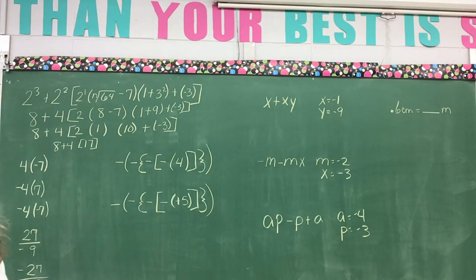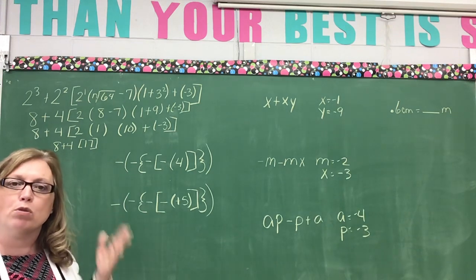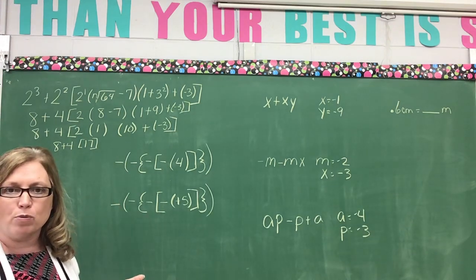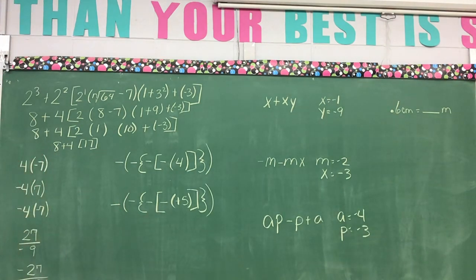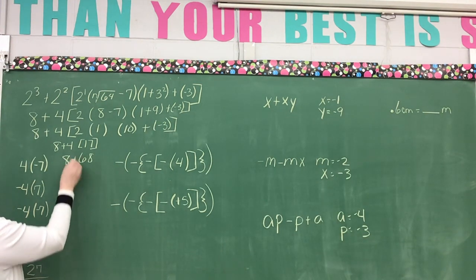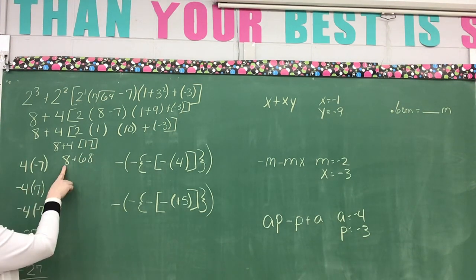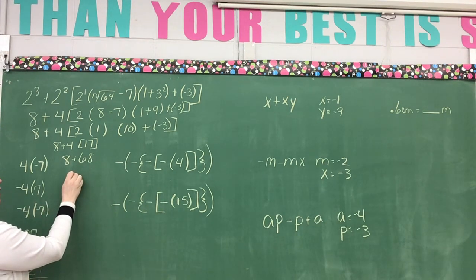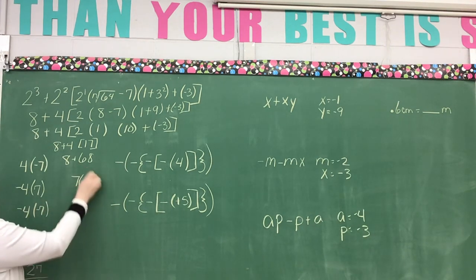So what are we going to do? We're going to say 4 times 17 because you multiply before you add or subtract. So 4 times 17 is 68, and we're going to add 8. We're going to go right here in the middle here. Now we have 8 plus 68, so our answer is 76.